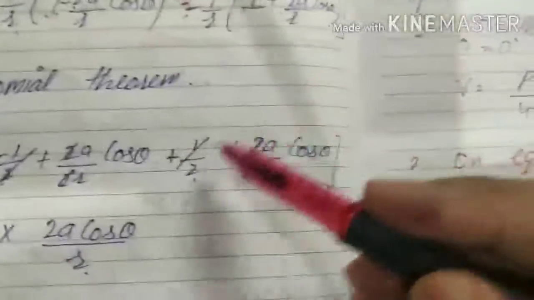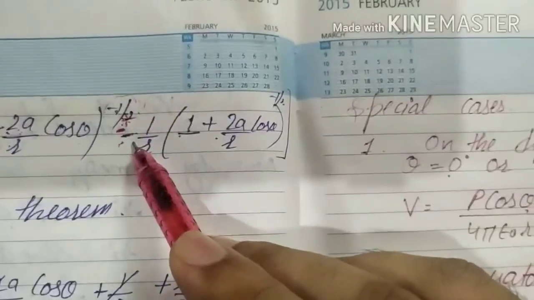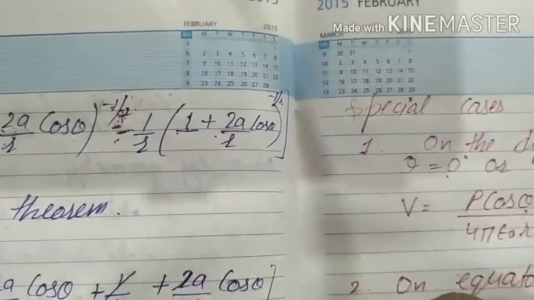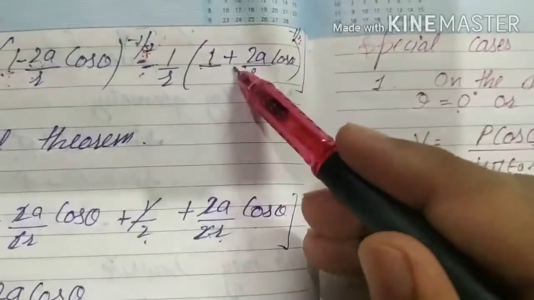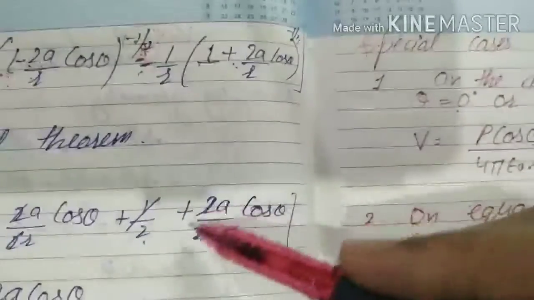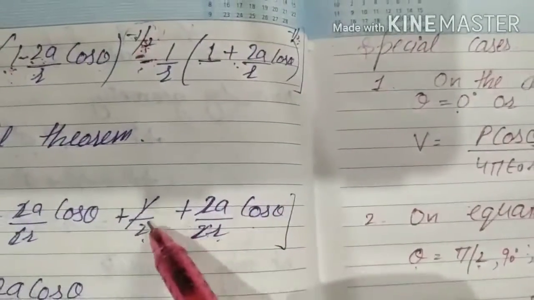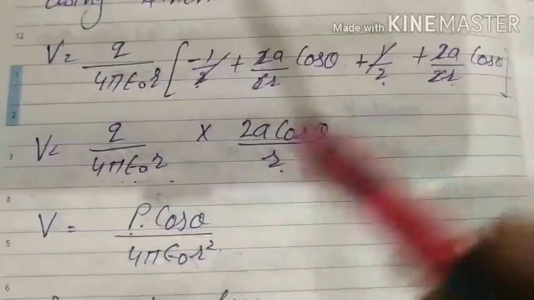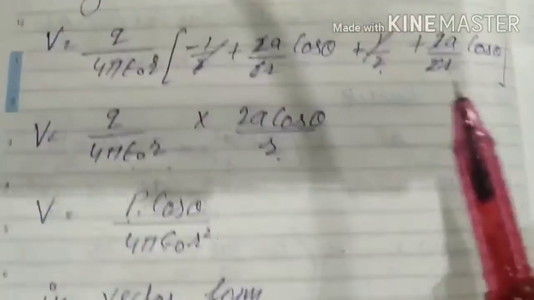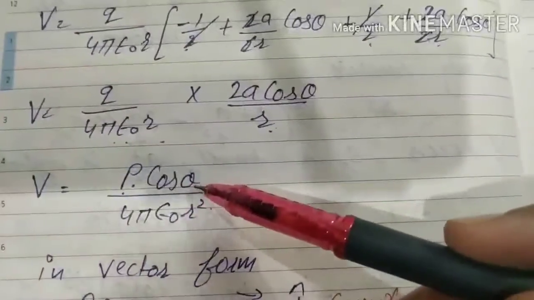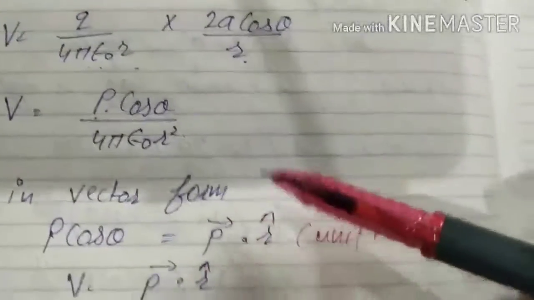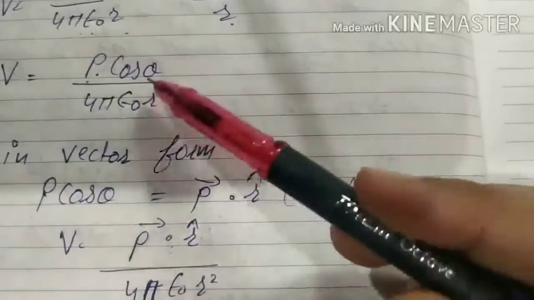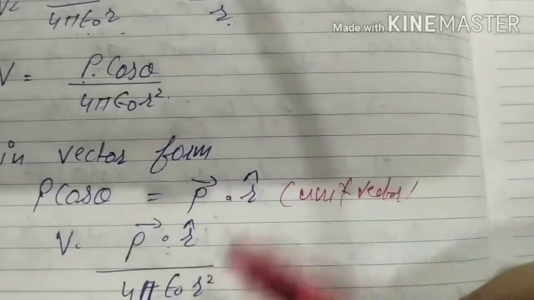In the same way for the other expression, minus 1 by 2 multiplied with 1 is minus 1 by 2, and with the sign from outside it becomes positive, plus 2A by R. Now the minus 1 by 2 and plus 1 by 2 cancel each other, and after the calculation, 2A cos theta by R comes out. Now V is equal to P cos theta by 4 pi epsilon naught R square. In vector form, P cos theta changes into P vector dot R unit vector, so V is P dot R cap by 4 pi epsilon naught R square.